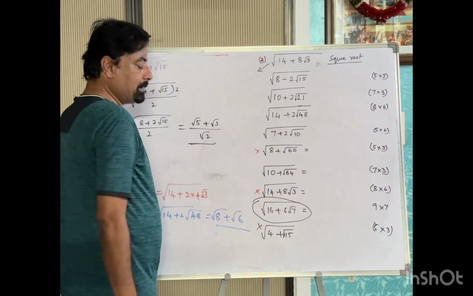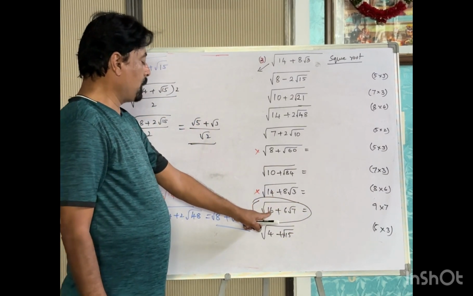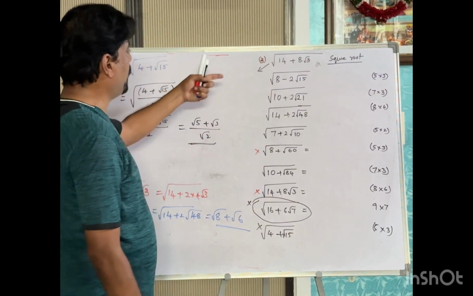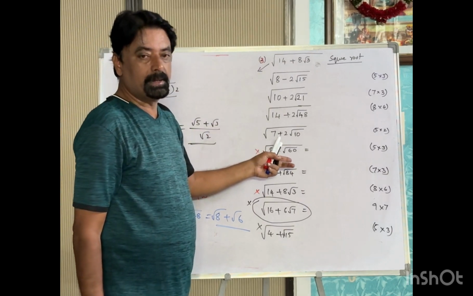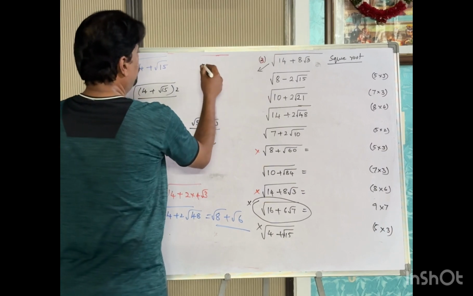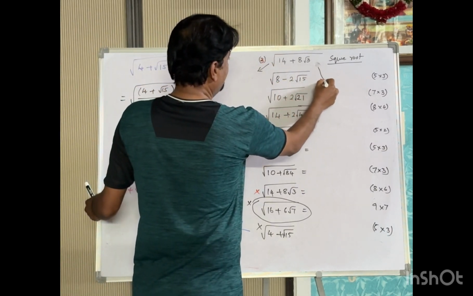So 16 plus 6 root 7. So how to get this answer, you try it. So this is one of the easiest concept to find the square root of these type of questions. Square root of the given question, if you see, this we didn't solve. Now you can solve this question easily.